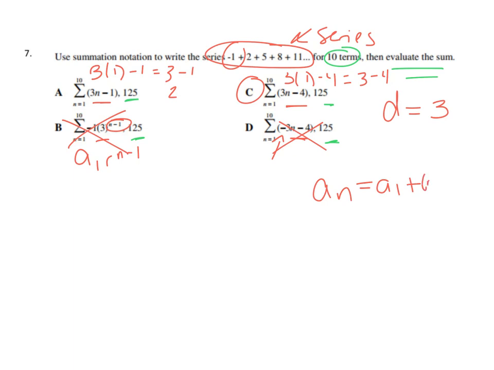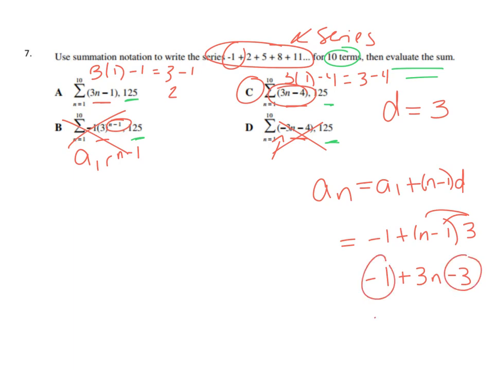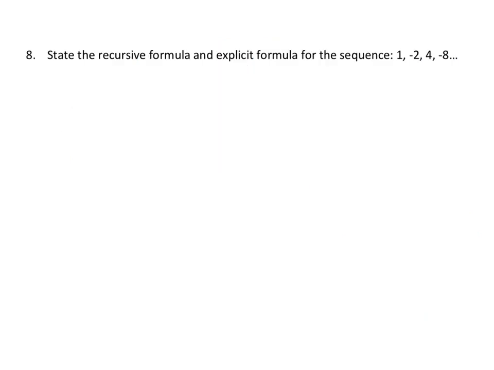What I just did now was just use the choices. But to see how they get this 3n minus 4 for the answer, just plug in a1 is -1, d is 3. Putting this in, I get -1 plus 3n minus 3. And here's your like terms, so 3n minus 4. And that's how they got that. And that's your answer, C.